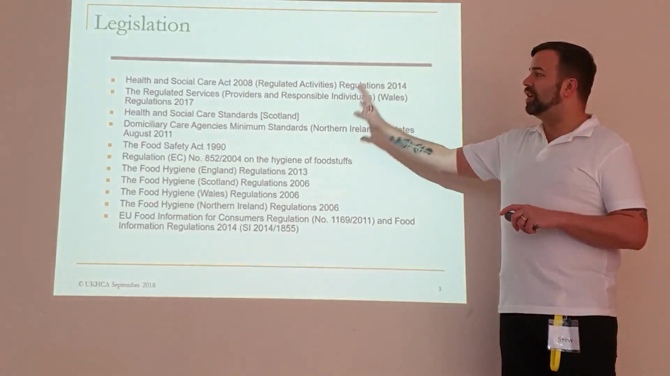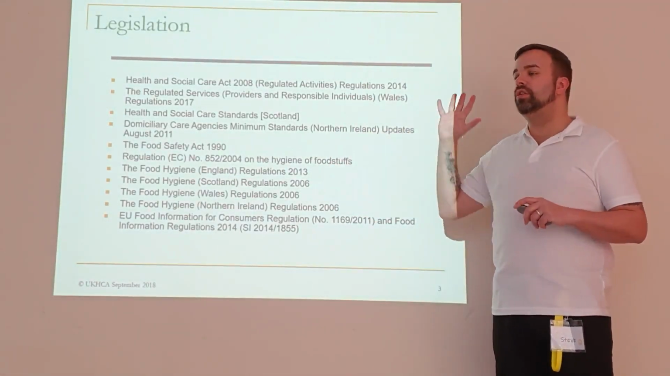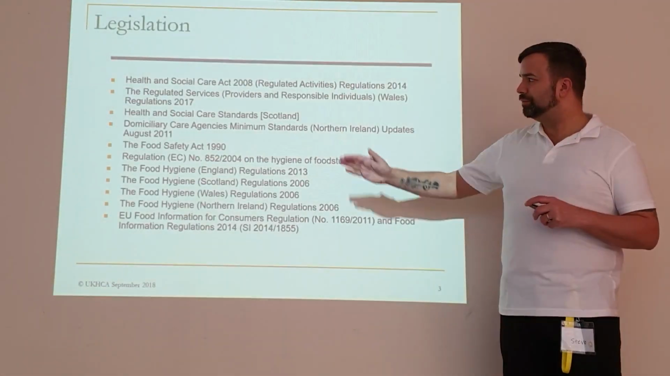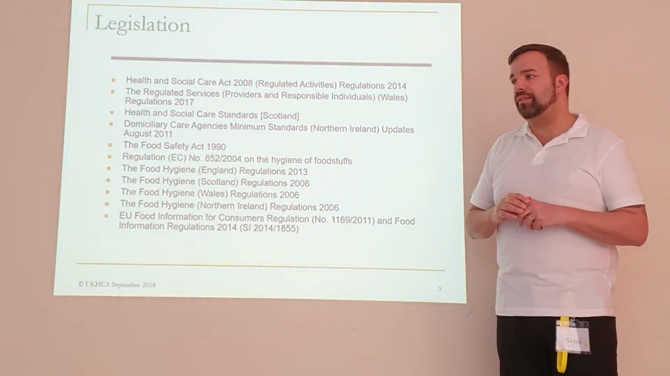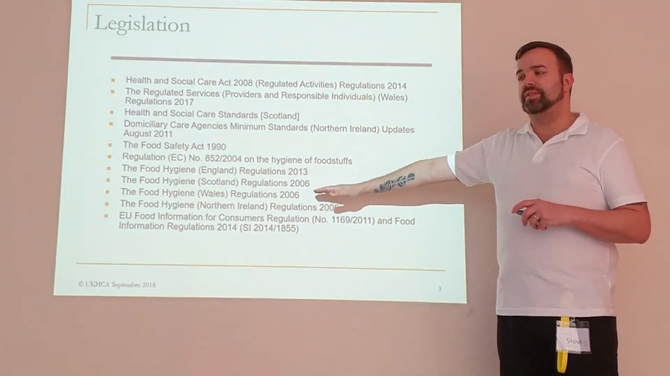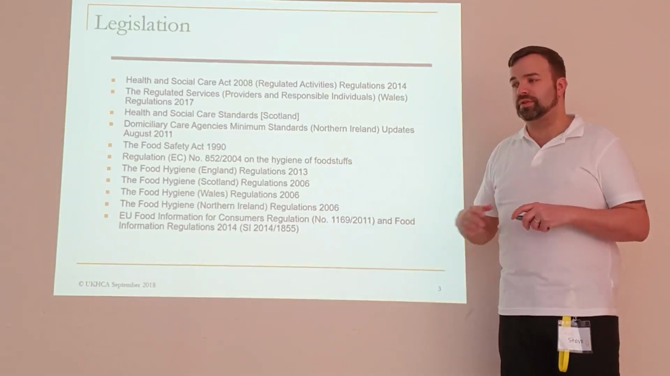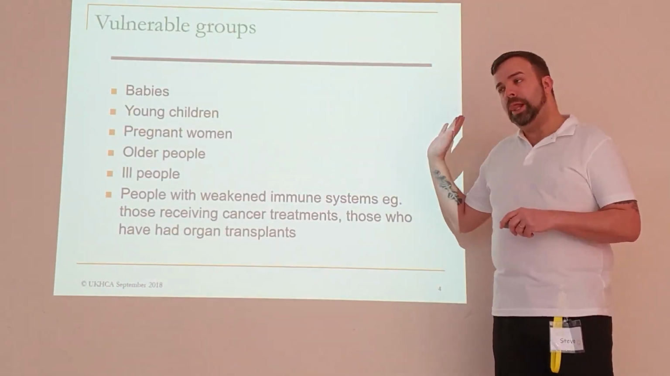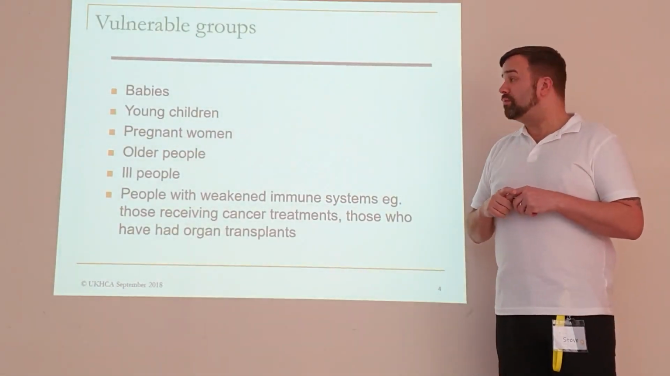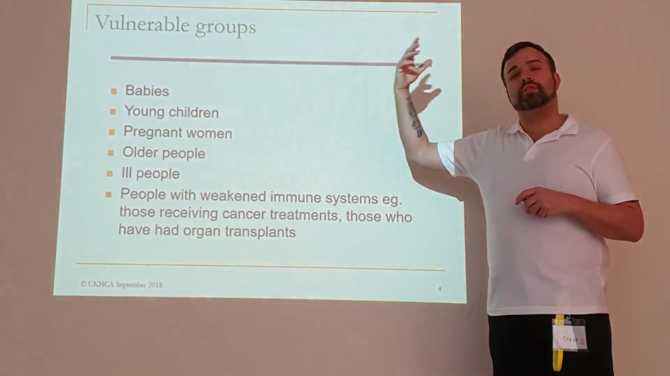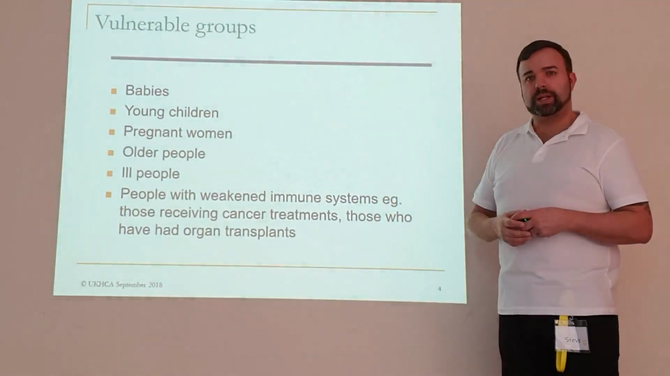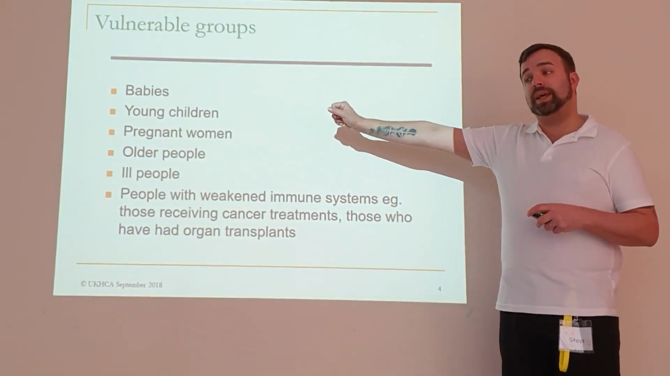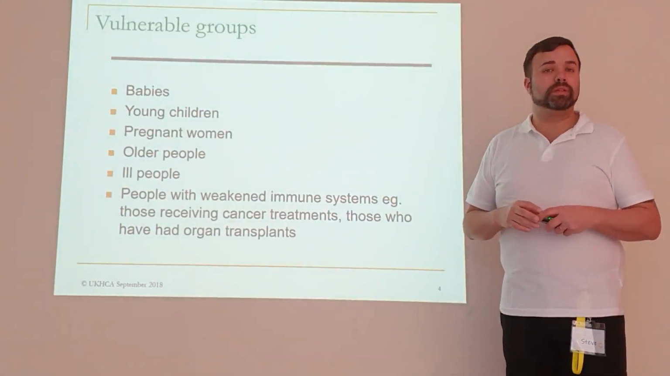So let's start off by looking at legislation, and again you can see there's a huge amount of legislation that covers preparing food and fluid for people. We have the Health and Social Care Act 2008, down to the Food Safety Act 2019, and down at the bottom we have the EU regulations as well. So who are our vulnerable groups? Our vulnerable groups are the normal vulnerable groups in society that are susceptible to viruses and bacteria. This includes babies, young people, pregnant women, older people, ill people, and people with weak immune systems.